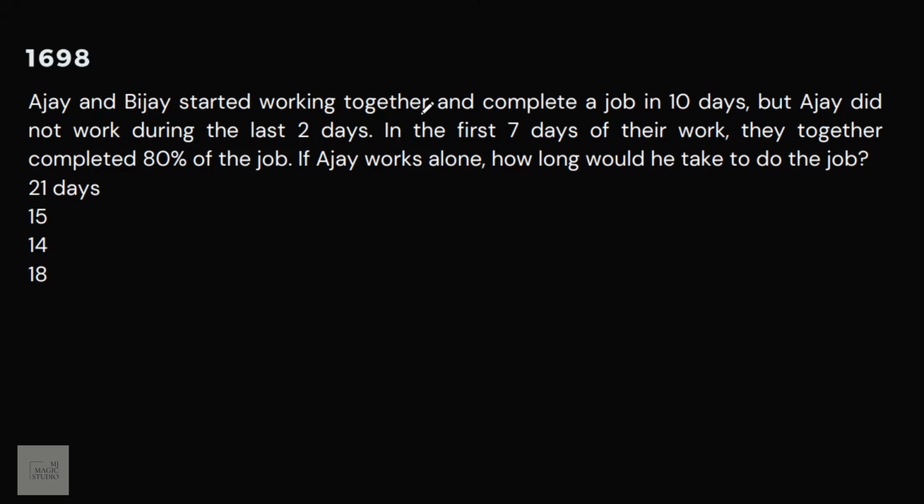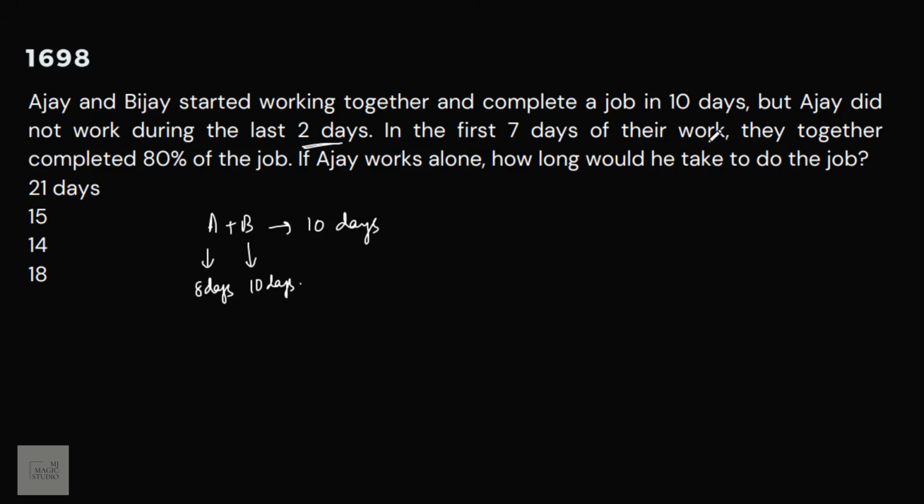Ajay and Vijay started working together and completed a job in 10 days. So A plus B can complete the work in 10 days. But Ajay did not work during the last 2 days. So Ajay worked actually for 8 days and Vijay worked for 10 days. That is what they say.